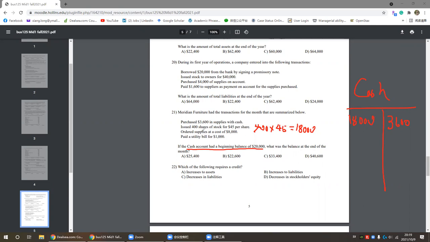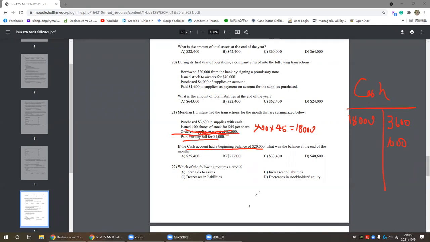And next, orders supplies at the cost of 8,000. Because this is an order, you order these things, and it doesn't tell you that you already paid. So these things have nothing to do with our cash at all. And then the next one, we pay our utility bill for 1,000. So we pay these things, so our cash will be decreasing by 1,000.